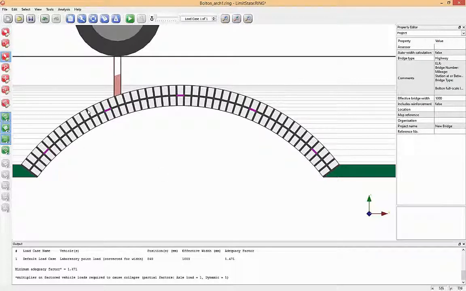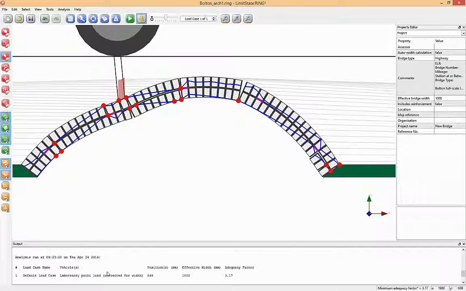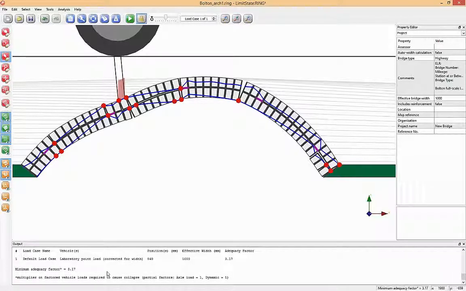So now I have effectively a model which incorporates those 5 headers that you saw in the experiment. If I click solve now, I get a slightly different failure mechanism, and I get a relatively significant increase in the adequacy factor. It's now gone up from 1.47 to 3.17.